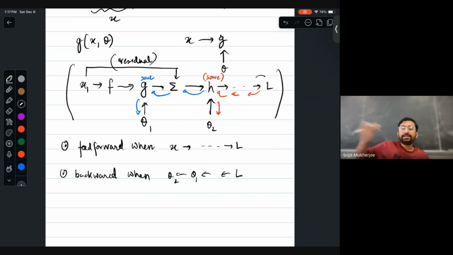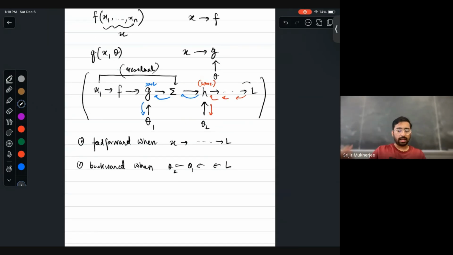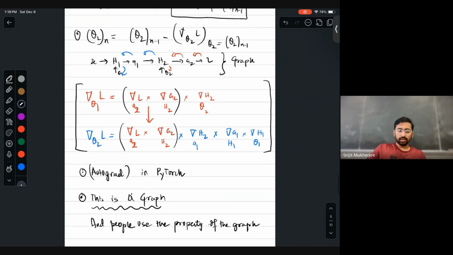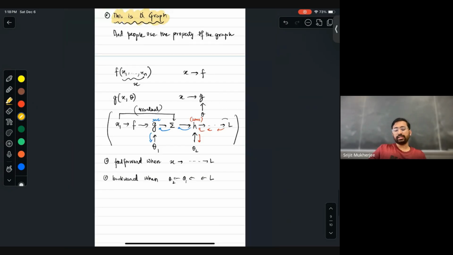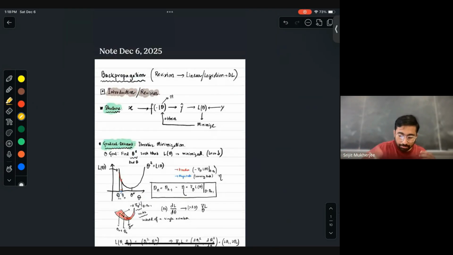Okay, the updates. So this is what's happening in backpropagation, guys. Very simple, very elegant, and very beautifully done. And yeah, that's all about it, guys. That's all about backpropagation.